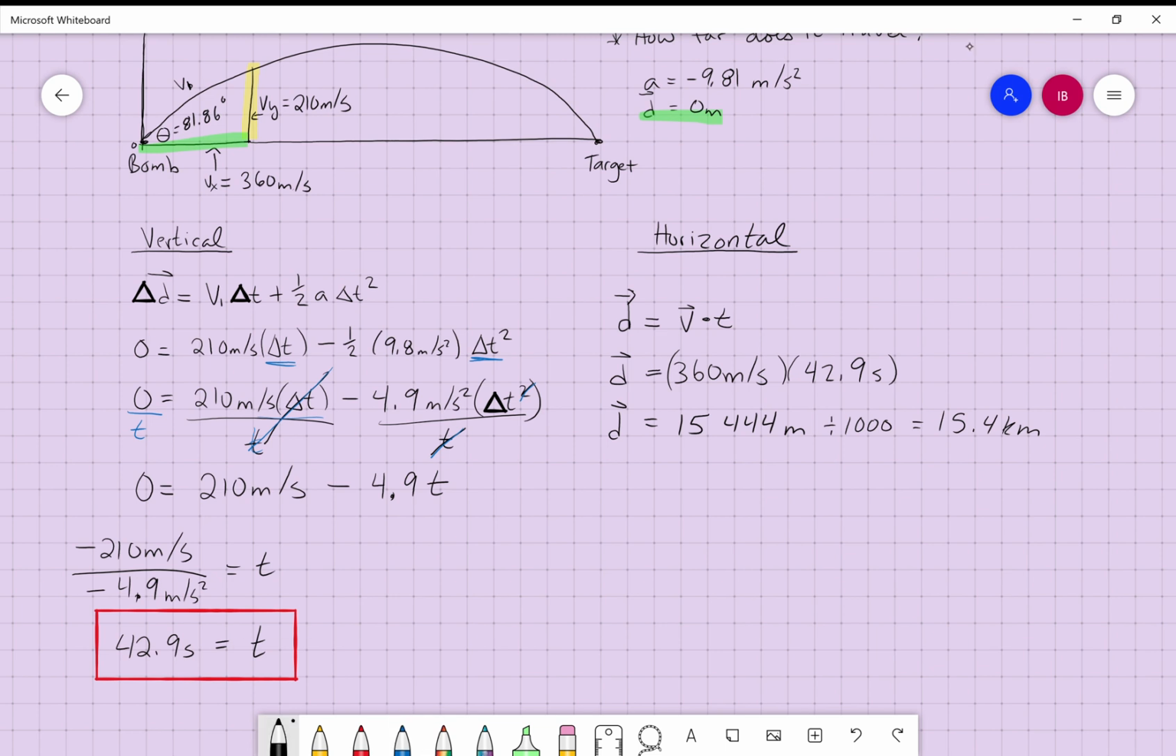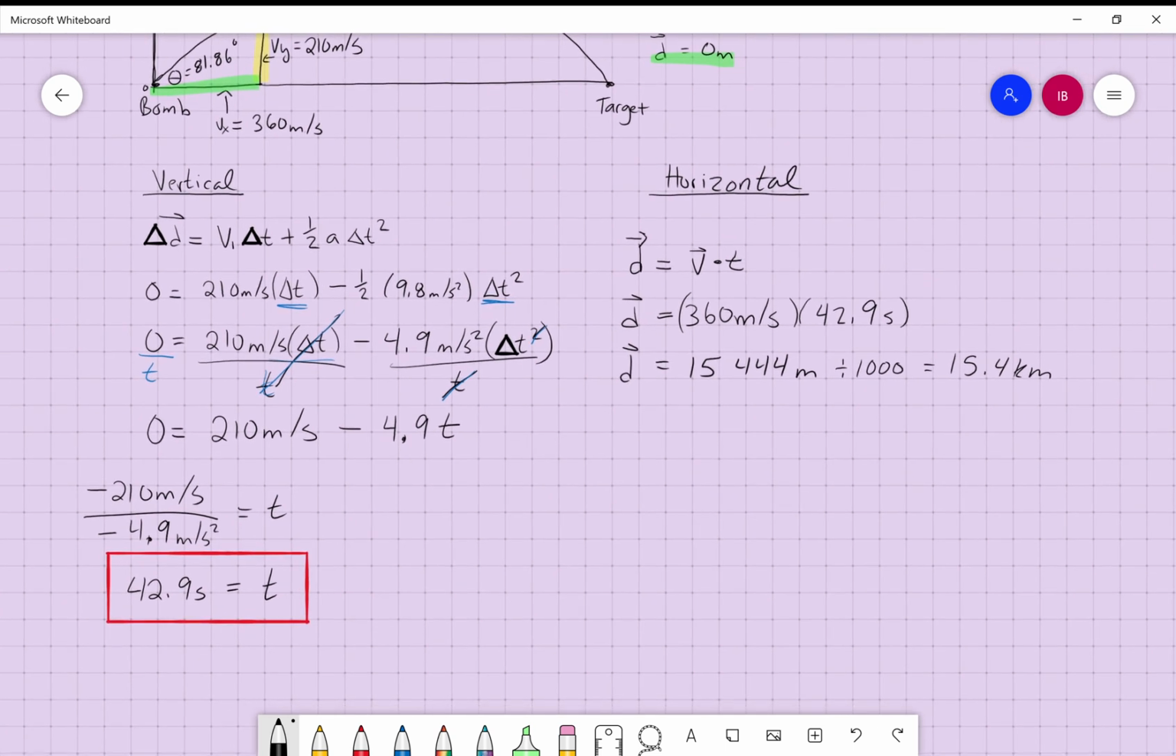So then I am left with 210 meters per second minus 4.9 t. Now I'm just going to rearrange my algebra, bring this over, so it's negative 210 meters per second divided by negative 4.9 meters per second squared, and that gives me a time of 42.9 seconds, which is the answer key that you have. What this means is from the time it leaves the can until the time it hits the target, it's 42.9 seconds.